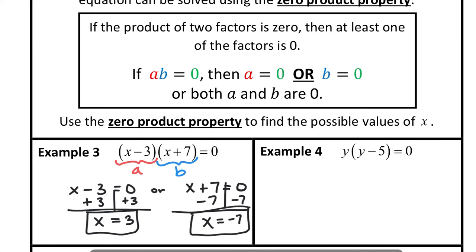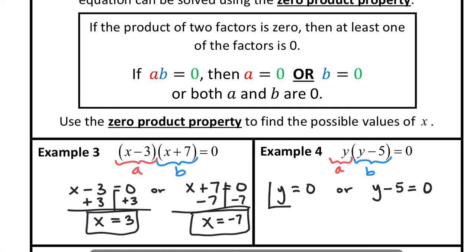Let's try that with example 4. Example 4 has y multiplied with y minus 5. So we can say that this is my a, this is my b. And again, if I'm multiplying two items and they equal 0, then the assumption is that either the first item is 0 or the second item is 0. So we have either y equals 0 or y minus 5 equals 0.